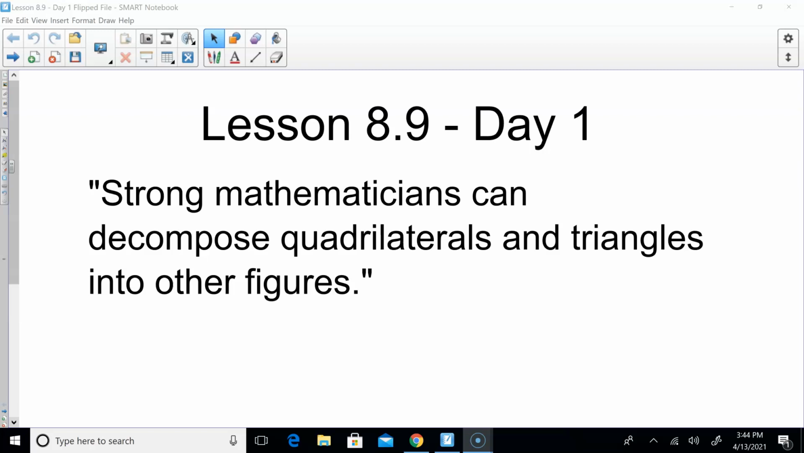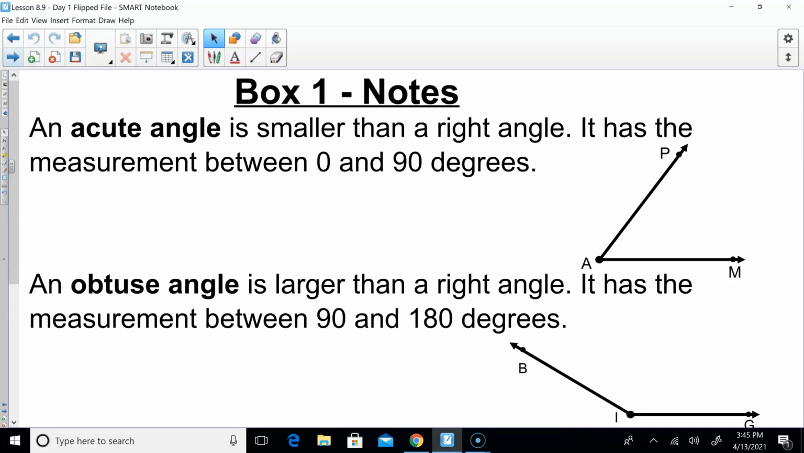Today, strong mathematicians can decompose quadrilaterals and triangles into other figures. So you can take out your pencil, your notebook, write down today's date, and we'll just jump right in and begin. Here are the notes that we have that obviously have had a long time. Just a great review to get us acclimated to our lesson.